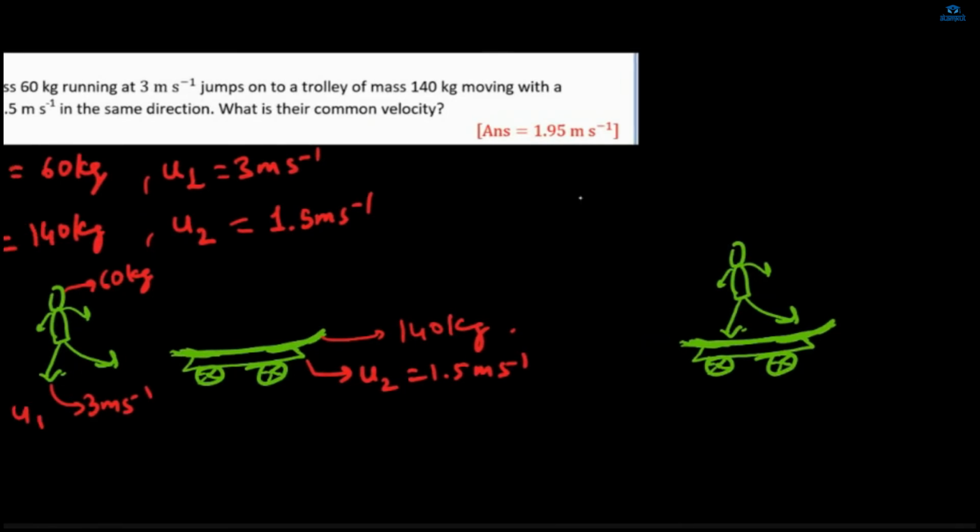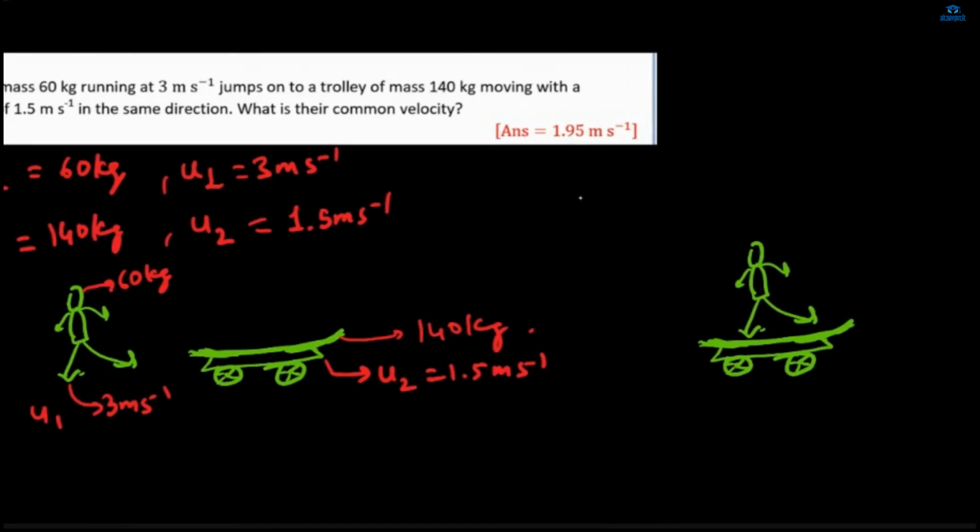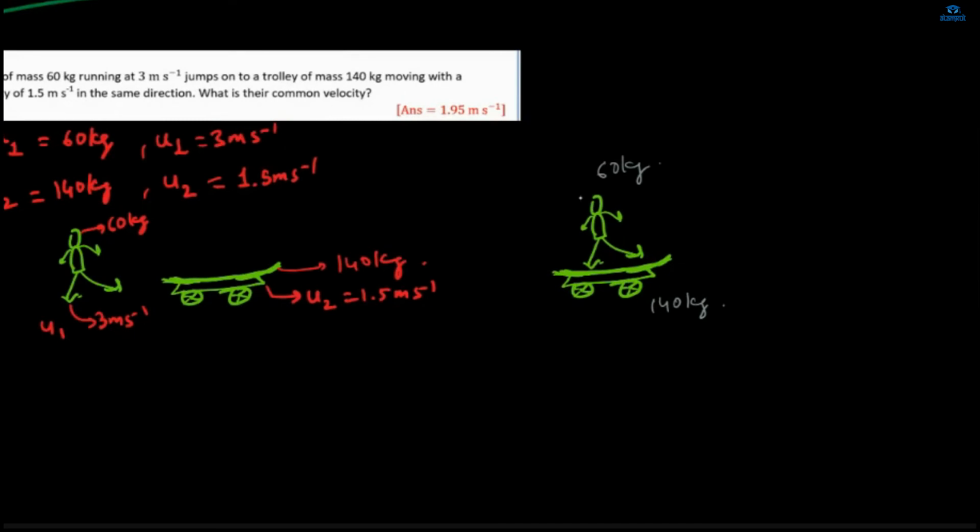Now this m1 is over the m2, right? This boy of 60 kg is over this 140 kg. So we'll just consider this as m1 plus m2, which becomes one mass. So whatever be the velocity of this cart will be the velocity of this boy. Are you getting this point? After the boy has come over this trolley, whatever be the velocity of the trolley will be the velocity of the boy also.